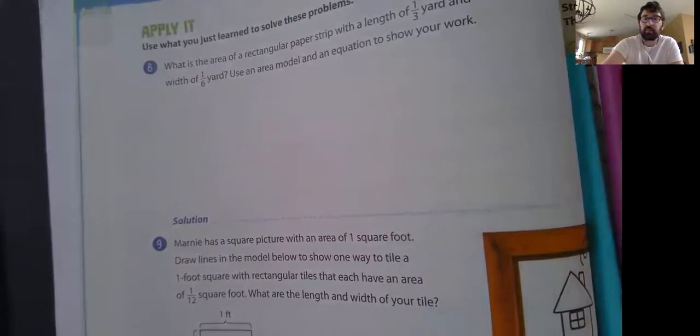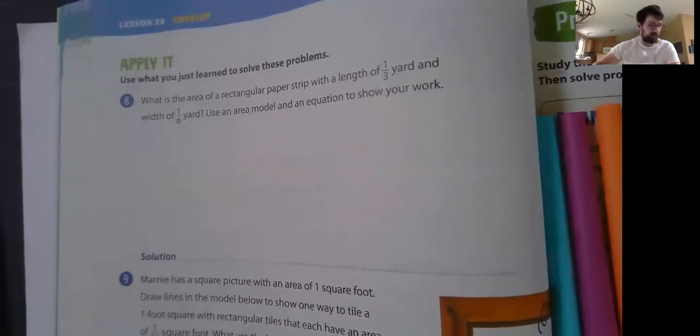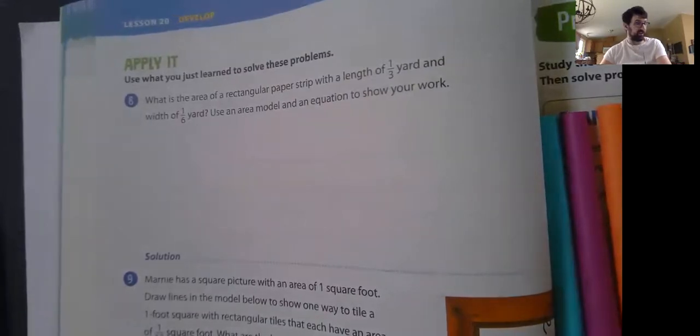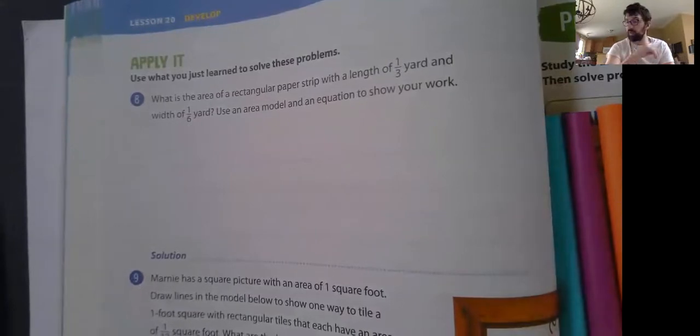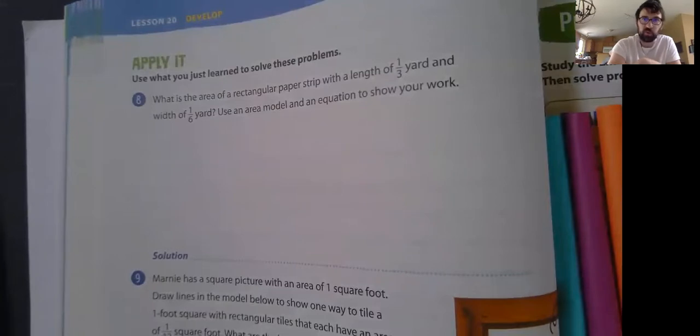Let's go ahead and move on to the next page, page 410. So we have 410 through 412 today. On page 410, I'm going to do a couple of these problems. I'm going to leave 411 and 412 to you.